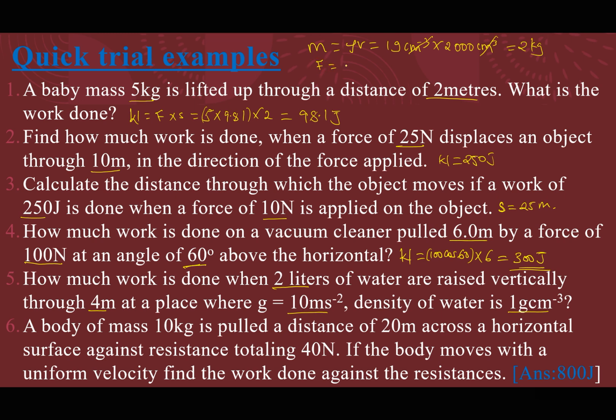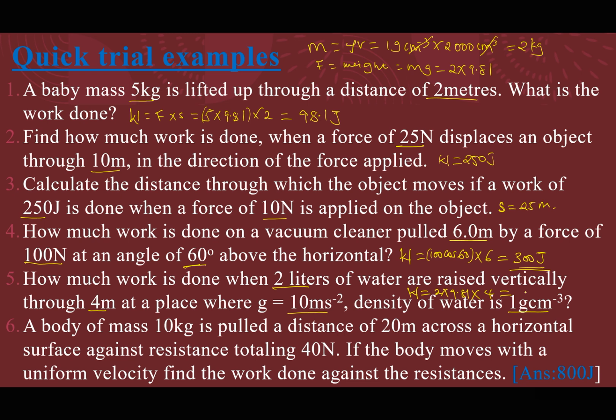The force is the same as the weight, which is going to be m times g. The force is going to be 2 times 9.81, that is the force. So now I want to find the work done, therefore I would simply say work done is equal to the force, which is 2 times 9.81, then times the distance, which is 4 meters.